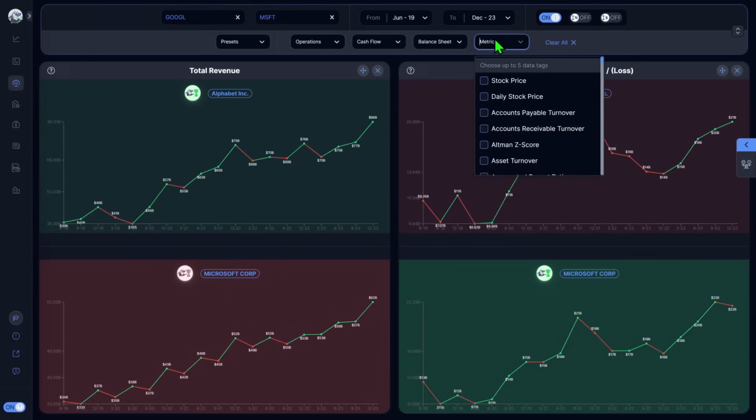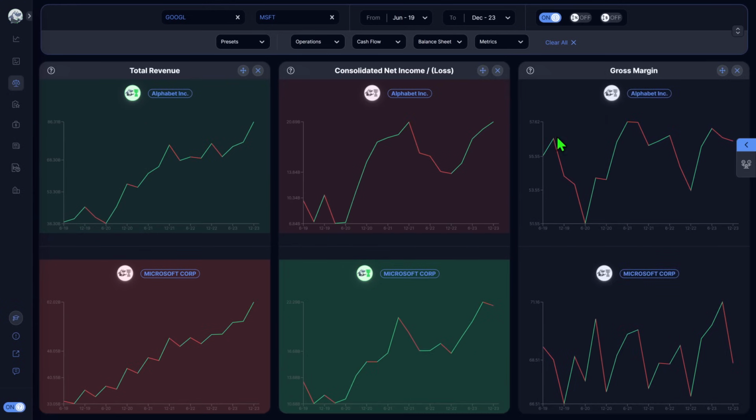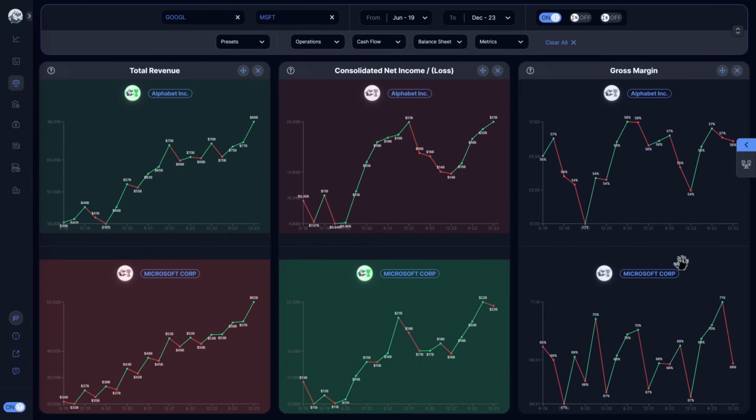Gross profit margin. Microsoft's gross profit margins are in the range of 66% to 71%, while Google's gross profit margins are in the range of 58% to 51%. Microsoft gross margin levels are higher. Microsoft wins gross profit margins.